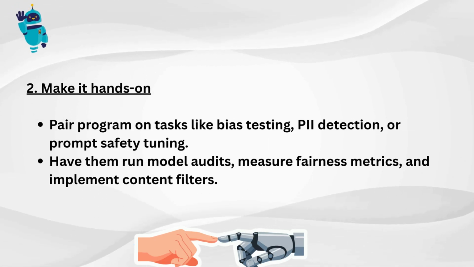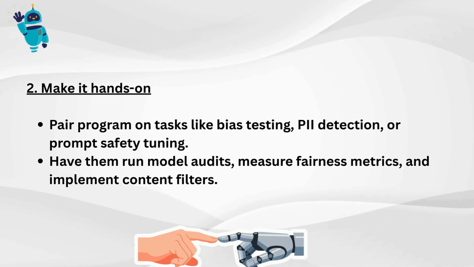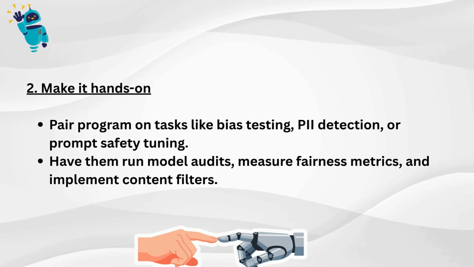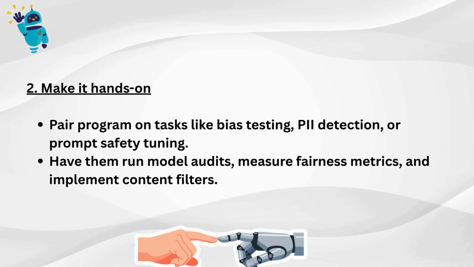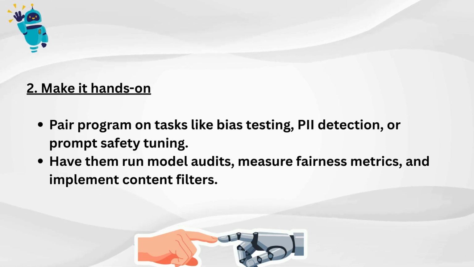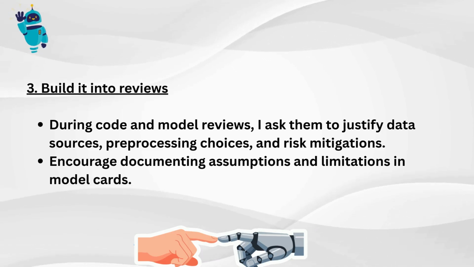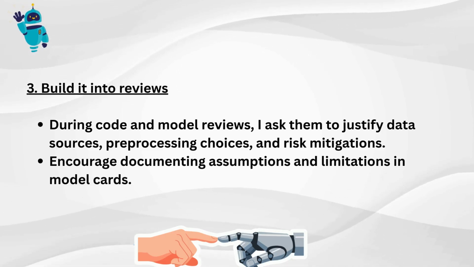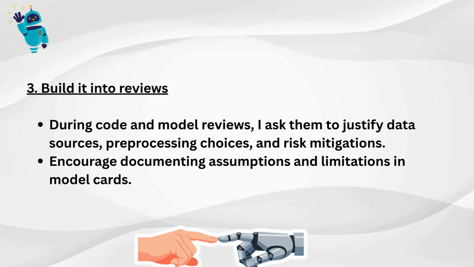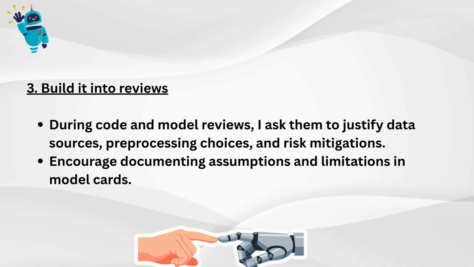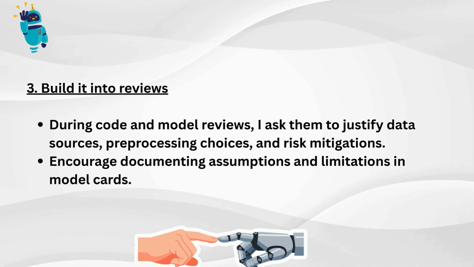2. Make it hands-on. Pair program on tasks like bias testing, PII detection, or prompt safety tuning. Have them run model audits, measure fairness metrics, and implement content filters. 3. Build it into reviews. During code and model reviews, I ask them to justify data sources, pre-processing choices, and risk mitigations. Encourage documenting assumptions and limitations in model cards.